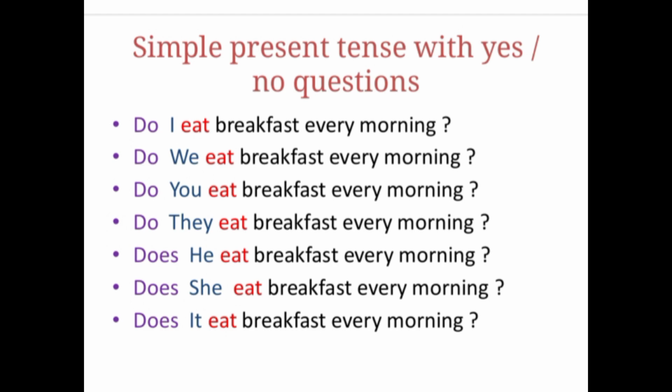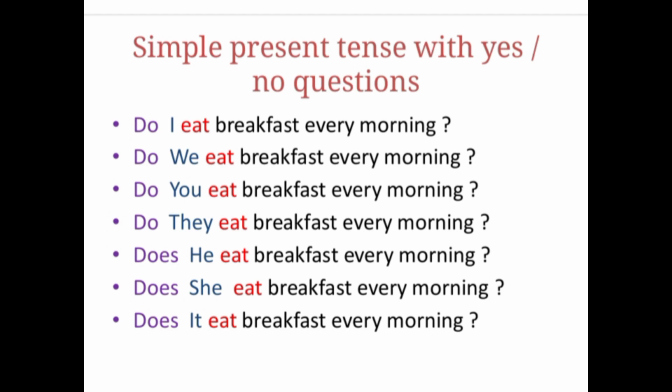See here we have changes. Do I eat breakfast every morning? In yes or no questions, there must be a question mark at the end of the sentence. Do we eat breakfast every morning? Do you eat breakfast every morning? Do they eat breakfast every morning? See here, changes take place. Do forms: do, does, did.